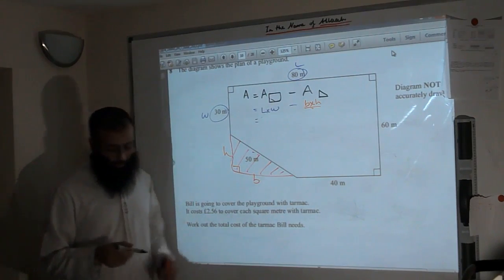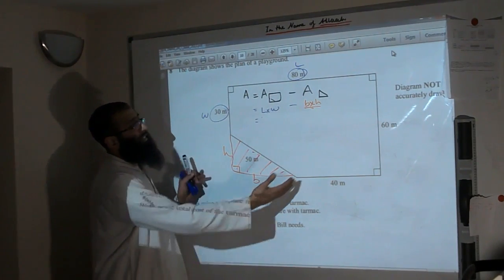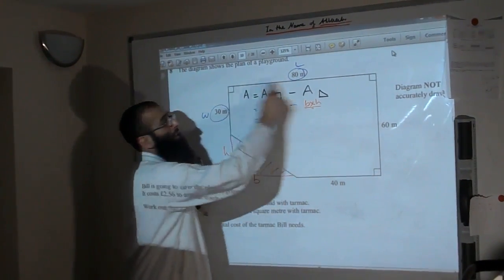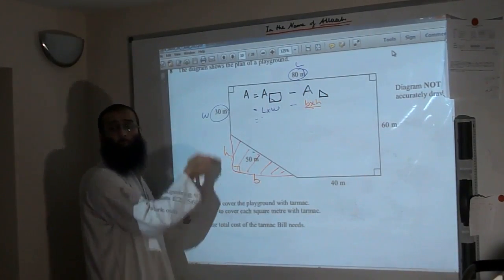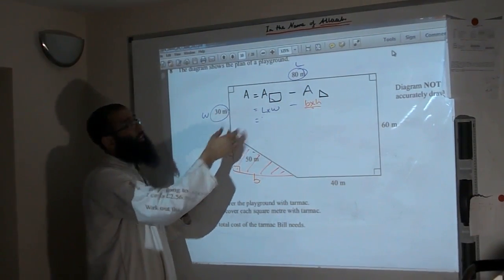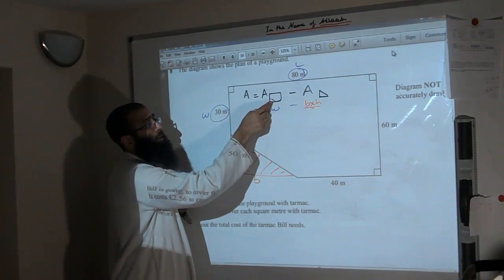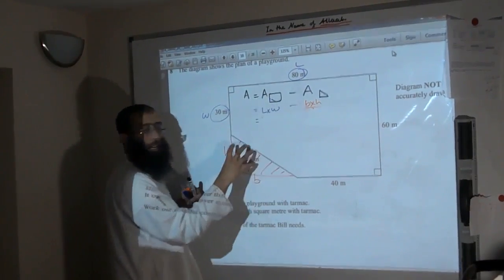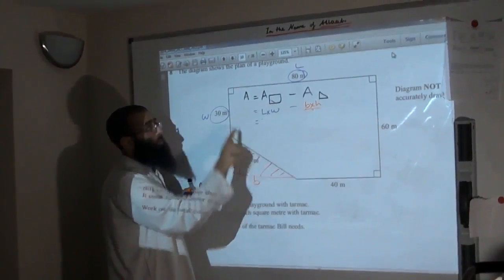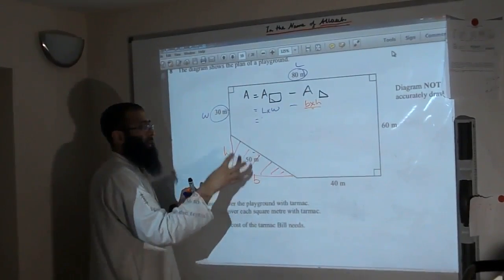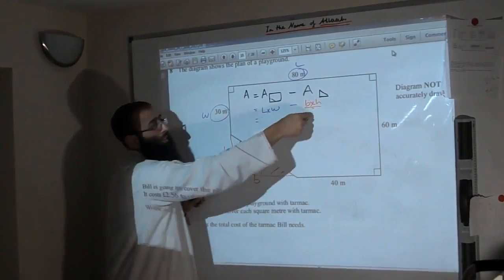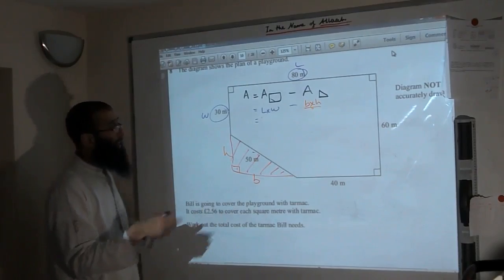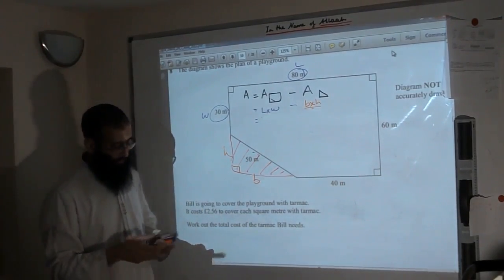The idea that we're going to be using here to work out the area of the playground is to work out the area of the playground plus the corner that's been cut off. Then we're going to minus that corner. So the area of the whole lot minus the red bit that we will cut off from the question will give us the area of the playground. That's one way of doing the question.